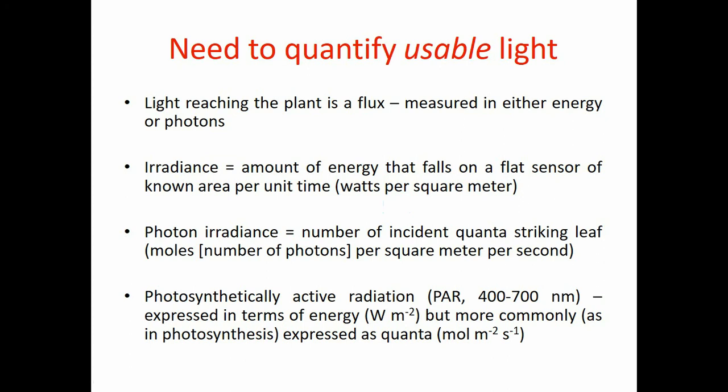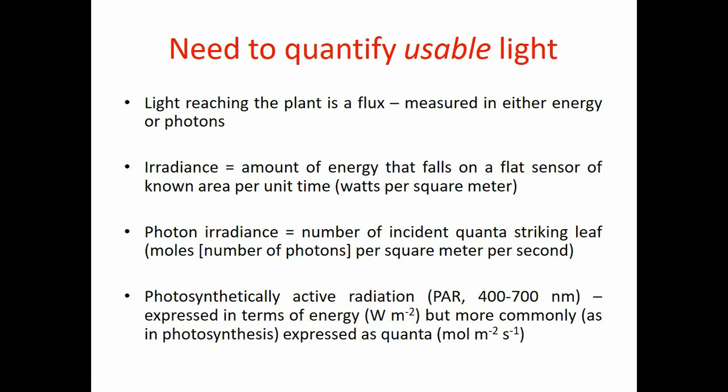We need to know what is hitting the leaf, what is being absorbed and being used in photosynthesis. In order to do this, we need to be able to quantify it. So we use terms like irradiance and photon irradiance, and they're just different ways of measuring usable light. Okay, so it's easier for us to explain what's happening.